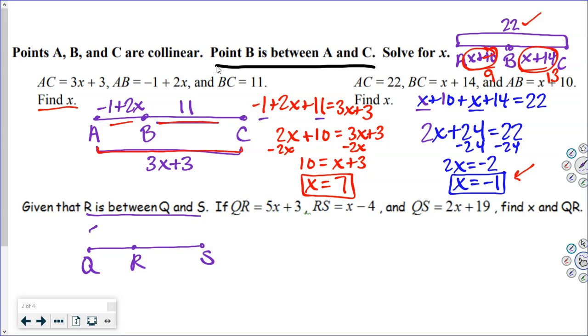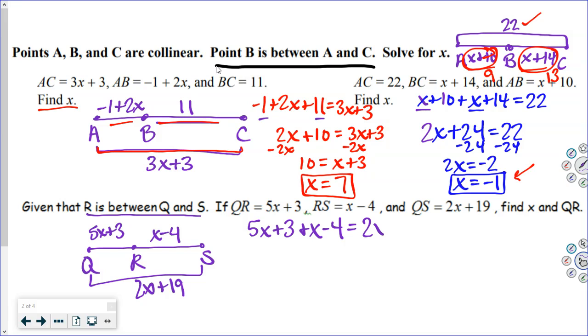And I'm going to label QR as 5x plus 3. I'm going to label my RS as x minus 4. And my Q to S is equal to 2x plus 19. So when I look at this, I'm going to set it up the same way. I have the two small parts, 5x plus 3 plus x minus 4 equals, and again, it's going to be the whole thing, 2x plus 19.